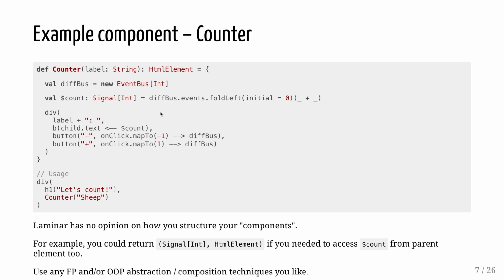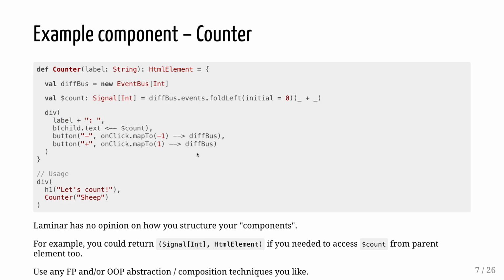Laminar doesn't have any built-in notion of components, so you are free to organize your code in any way you can think of. Here, counter is just a function that accepts label as input. We use it over here. And it just returns an HTML element, just this one div. And then using it is very straightforward.